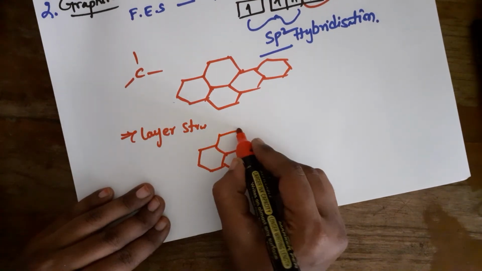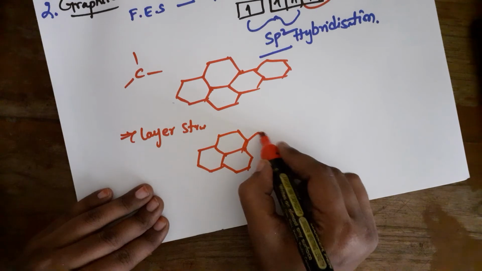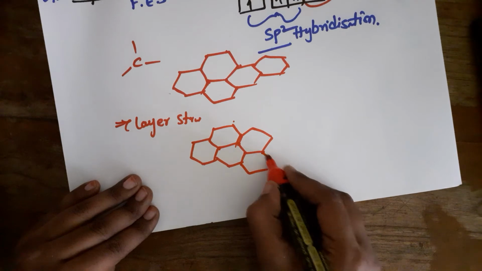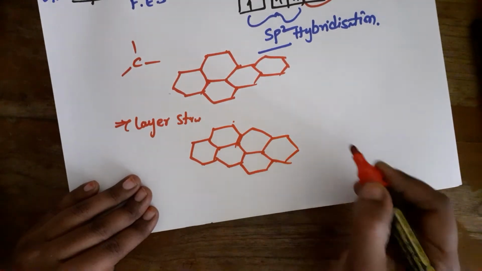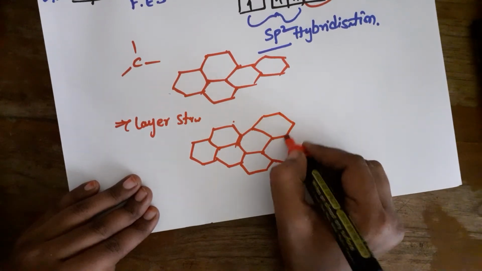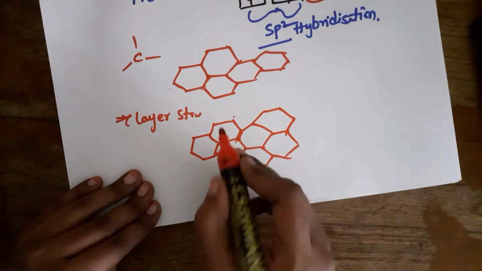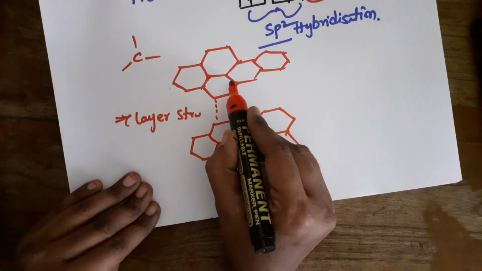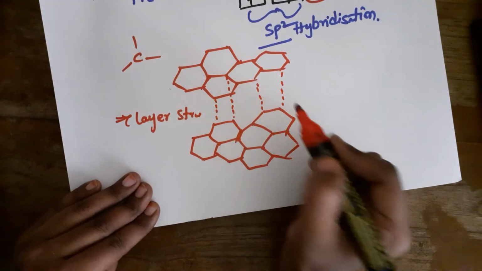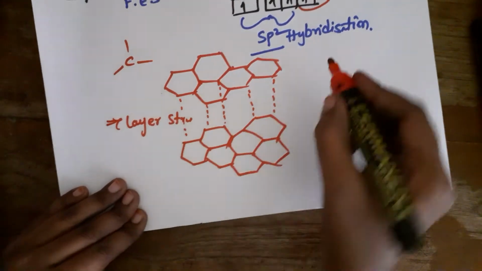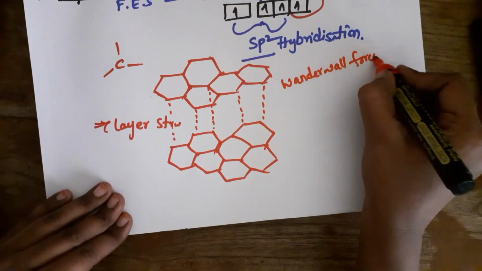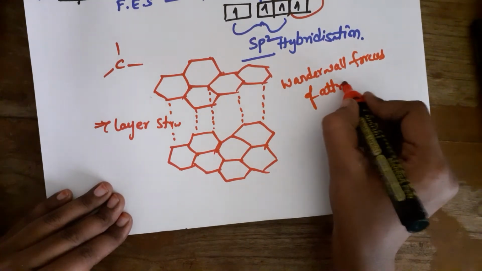It forms layered structures. This is one more layer, and here also the bonds are like this, 1 2 3 4 5 6. Here the hexagons are present like this, and each carbon atom is held together by van der Waals forces of attraction. Very, very important: van der Waals forces of attraction.